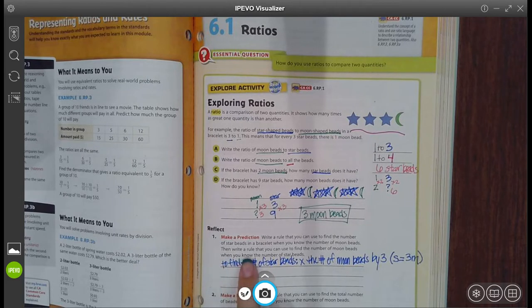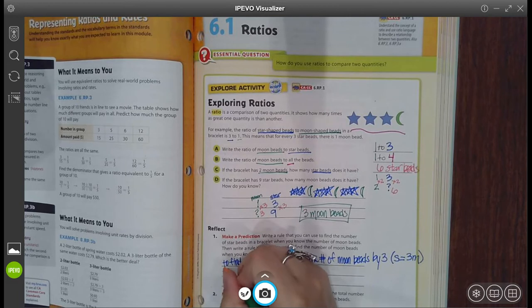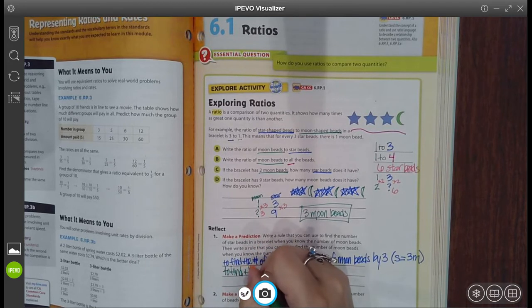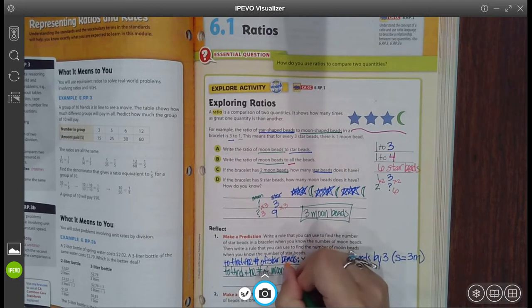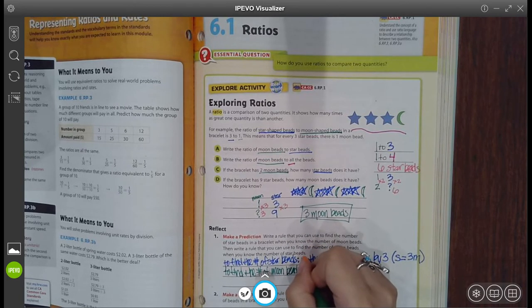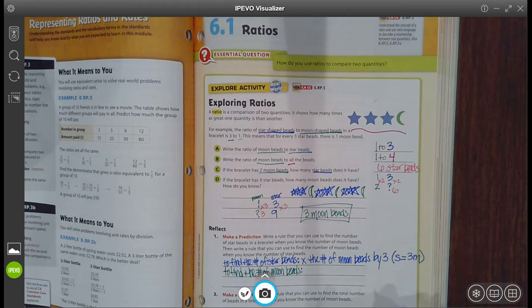So following that same logic, let's answer the next part of the question. It says, then write a rule that you can use to find the number of moon beads when you know the number of star beads. Okay, so this time, predict how to find the number of moon beads. Okay, go ahead and pause the video, test out a rule.